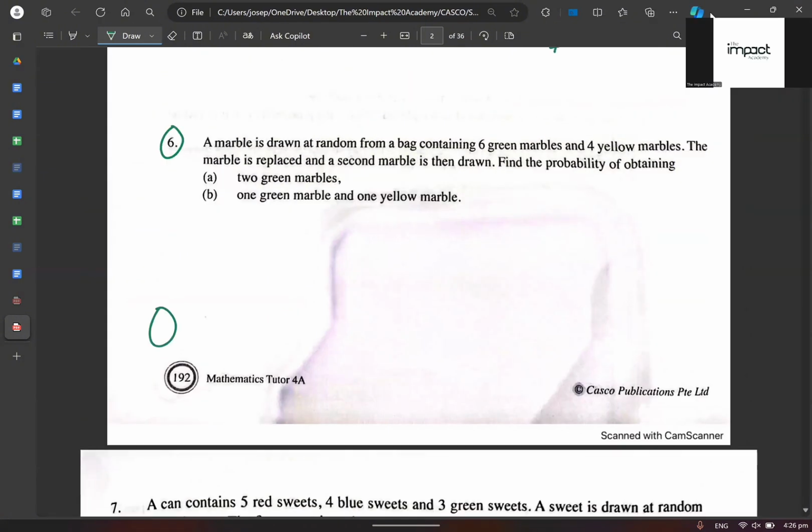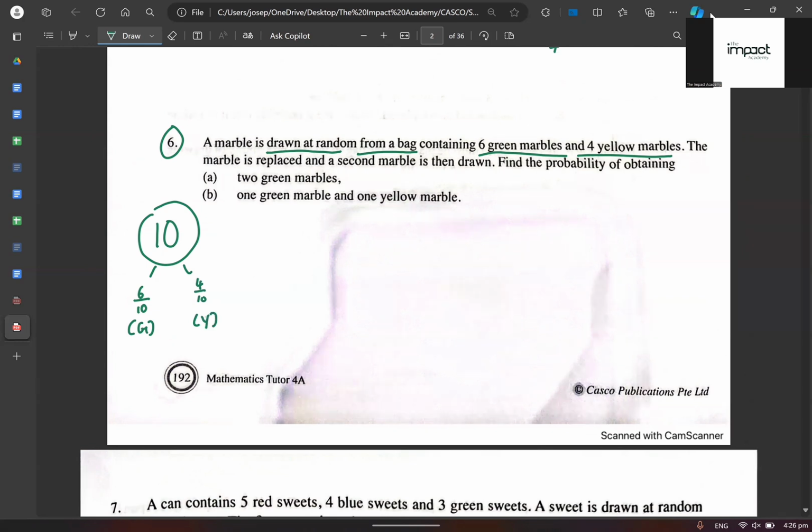A marble is drawn at random from a bag containing 6 green marbles and how many yellow marbles? 4, right? So my total is 10. Am I making sense? I have 6 over 10 for green, and 4 over 10 for yellow. The probability of me getting a yellow is 4 over 10.